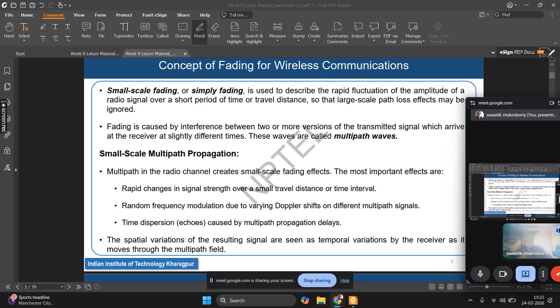These three combined create temporal variations at the receiver. So the signal is varying with time. Previously, say the signal had a fixed amplitude, fixed carrier frequency, but the signal was varying with time.